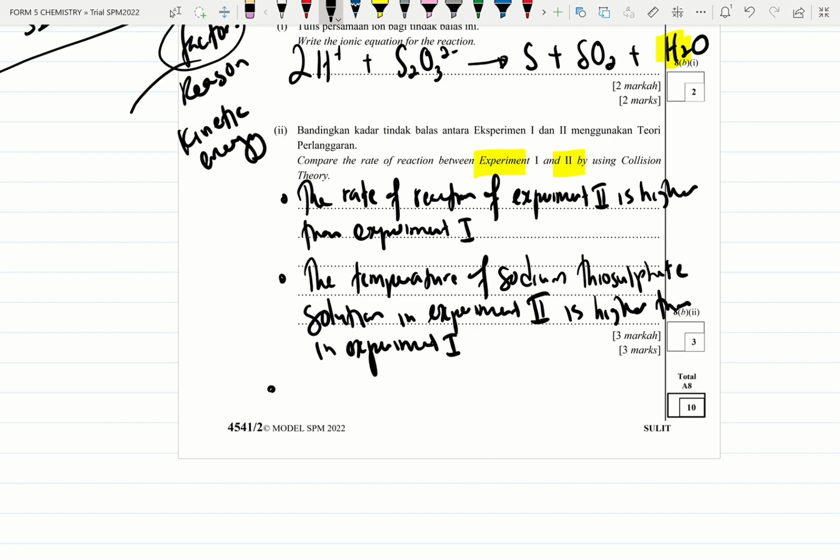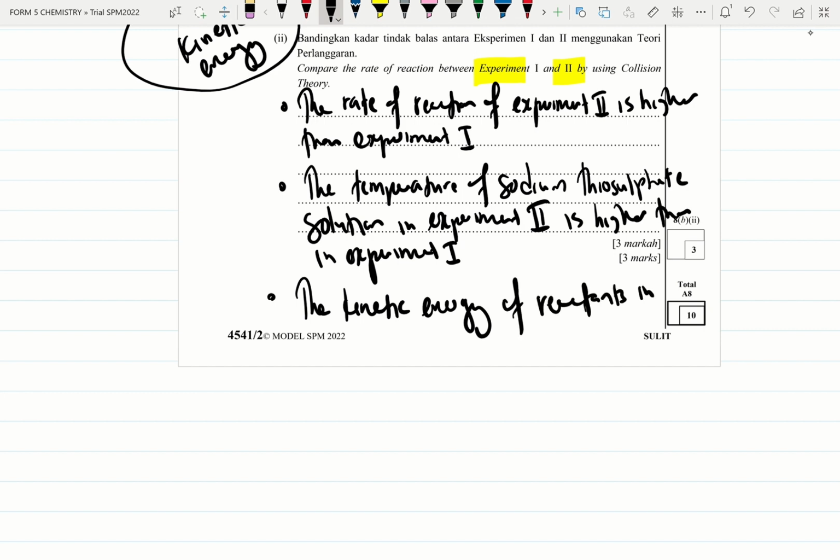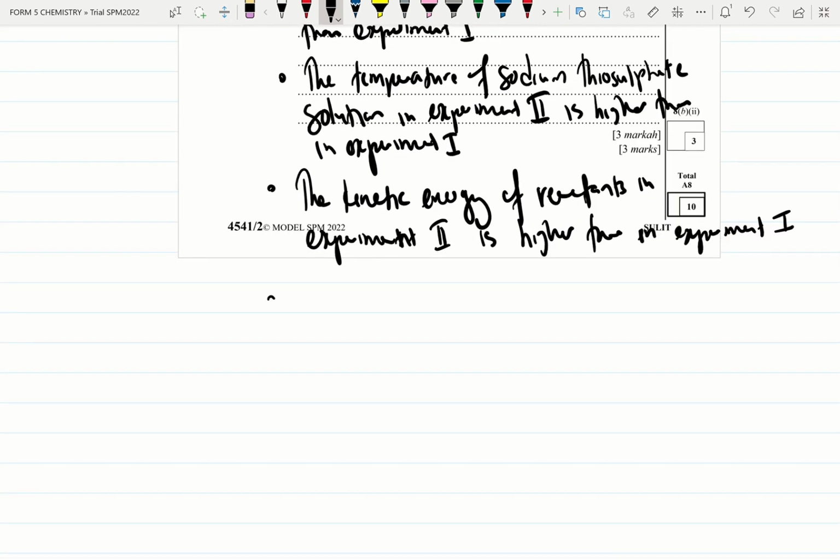Right, so next we go for the reason. The reason is kinetic energy of reacting particles in experiment 2 is higher. So next point, the kinetic energy of reactants in experiment 2 is higher than in experiment 1. Alright, so we go for the collision theory.